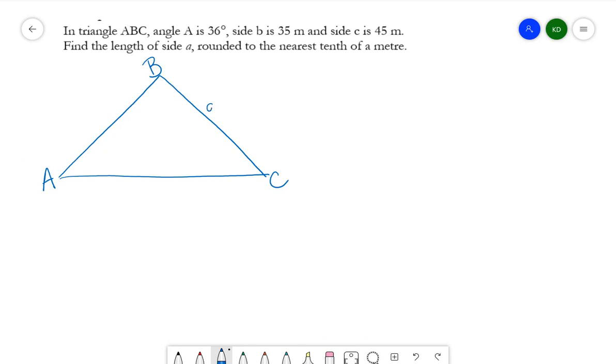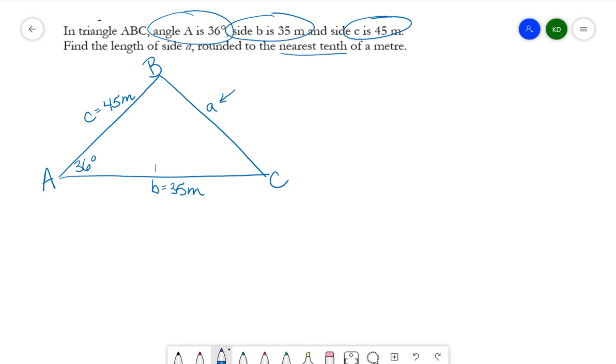Capital A is going to be across from lowercase a. Capital B is going to be across from lowercase b. And capital C will be across from lowercase c. And then I fill in the information that I've been given. Angle A is 36 degrees, so we'll input that into our triangle. Side b is equal to 35 meters. And side c is equal to 45 meters. Then what we're trying to figure out is the length of a. This is what we're solving for, and we're going to round it to the nearest tenth.